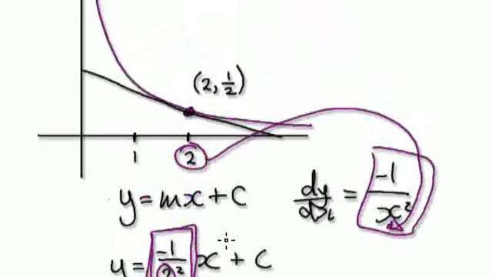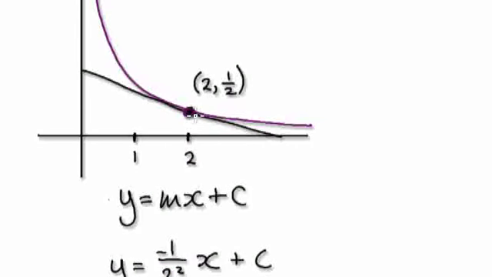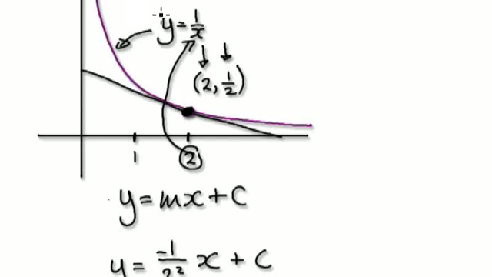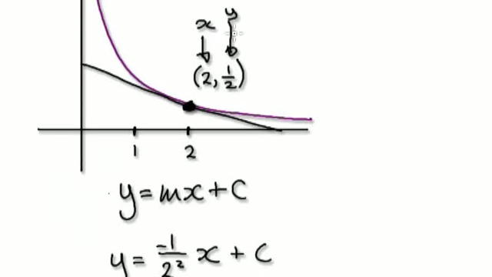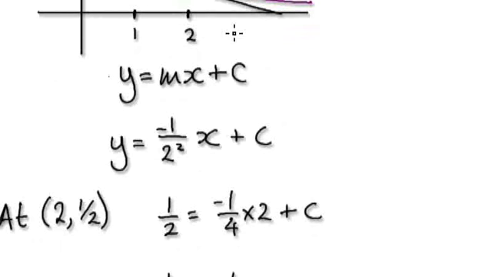Now we know the gradient at this point here. We know the gradient, and we also know that it crosses 2, a half. Because don't forget, this purple line here is y equals 1 over x. And if you want to know this, then you put this into y equals 1 over x, and it would take you to the y point here. This point here is our x, this here is our y. So at 2, a half.